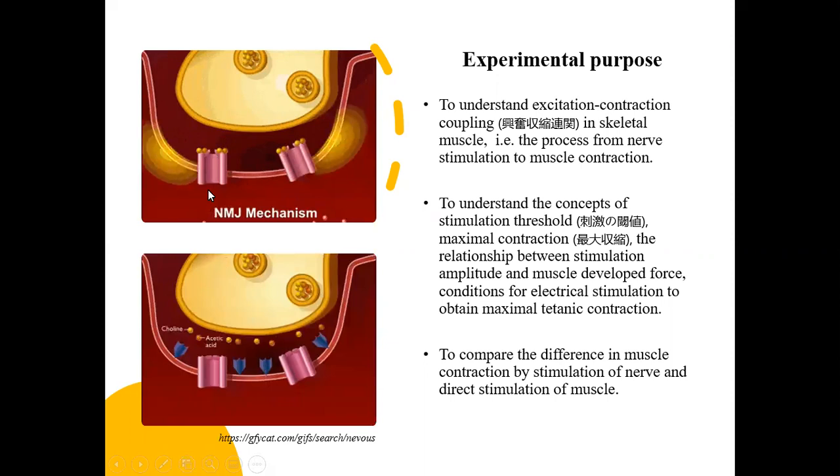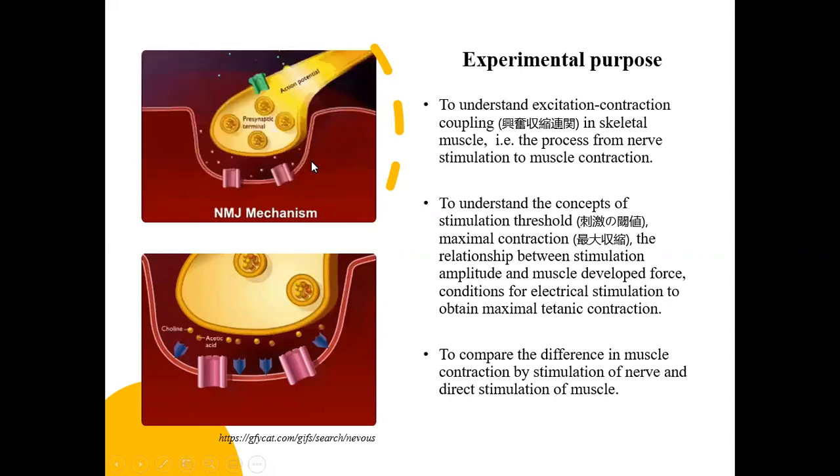Sodium influx through the channel results in depolarization of the muscle membrane. When the membrane is depolarized to the threshold, the action potential will be developed and transported to the T tubules, which finally triggers muscle contraction.